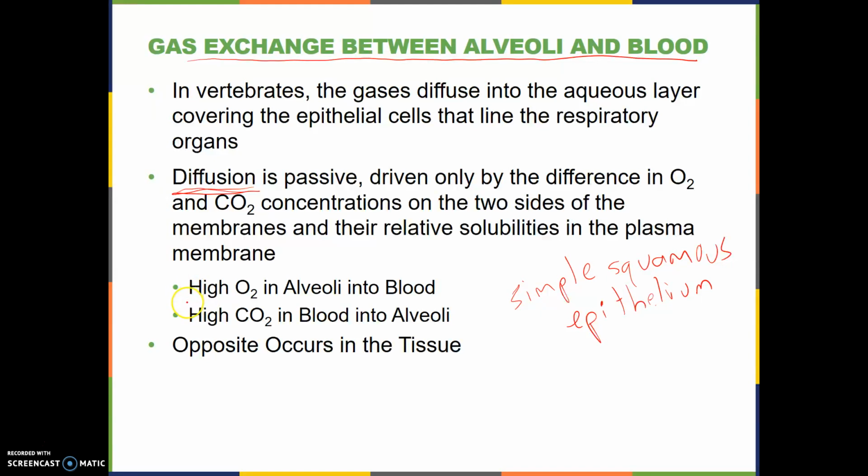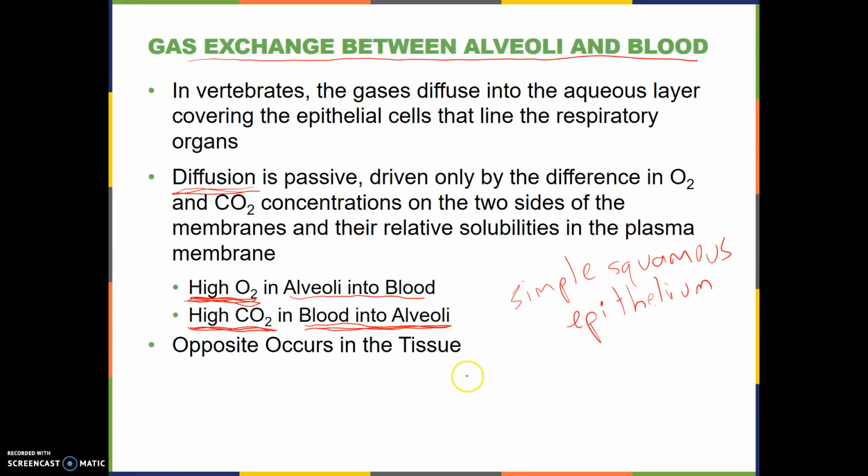In the alveoli, of course, because you just inhaled, you have a high concentration of oxygen. That drives the diffusion of oxygen from the alveoli to the blood. And in your blood, since you've built up carbon dioxide in your tissues through cellular respiration, you have a high concentration of CO2. So at the same time you're diffusing oxygen from your air sacs into your blood, you're diffusing carbon dioxide from the blood into your alveoli. And in the tissue, the opposite occurs.